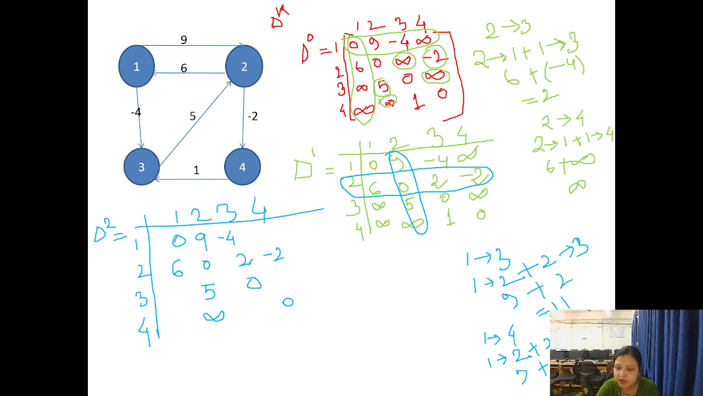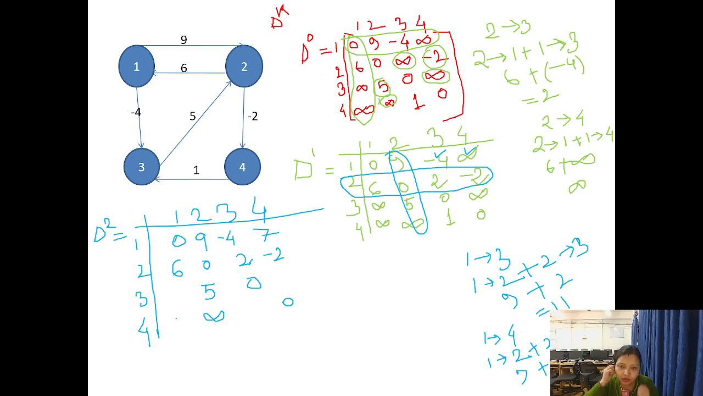So 9 plus minus 2, that is what? 7. And what it was? It was infinity. So obviously 7 is less than infinity, so we'll update it with 7.